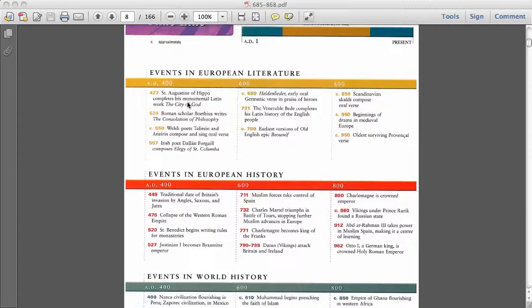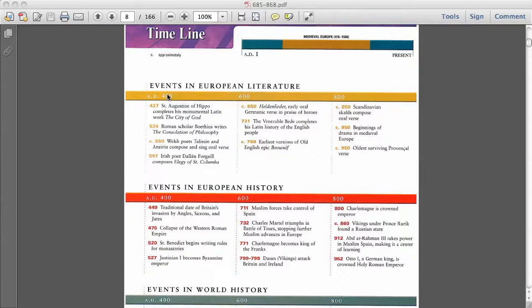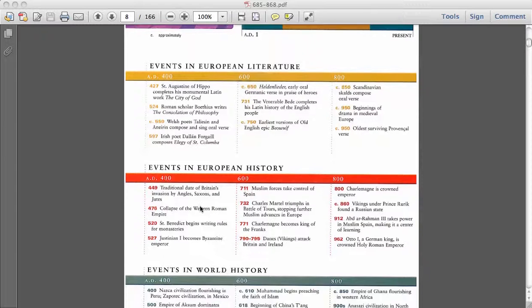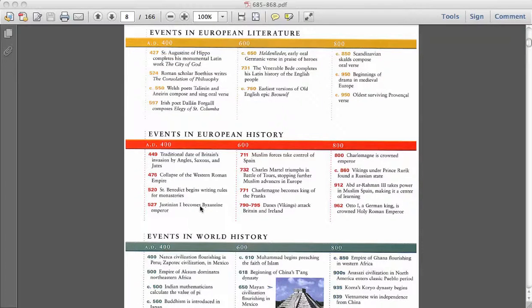The second timeline tells you different things that happen in European literature. So things that were written at that time, when they were created, it's telling you which books were written during this period here. And then the third timeline, events in European history, tells you what was going on in Europe at that time, like historical things. That's in the red.